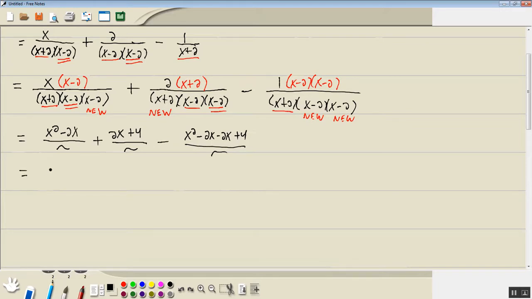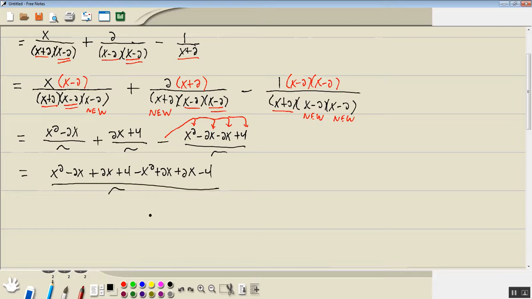Okay, I'm going to go ahead and merge this all into one fraction. So we got x squared minus 2x plus 2x plus 4. Remember, a negative out in front of your fraction flips the sign of everything inside. So the x squared becomes a negative x squared. The negative 2x becomes a positive 2x. The negative 2x becomes a positive 2x. And the positive 4 becomes a negative 4. And our denominator is still the same, hasn't changed, squiggly.